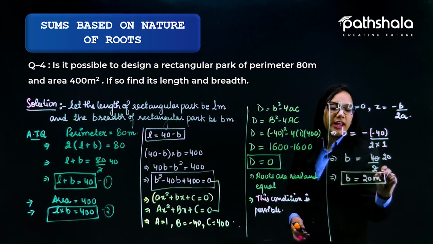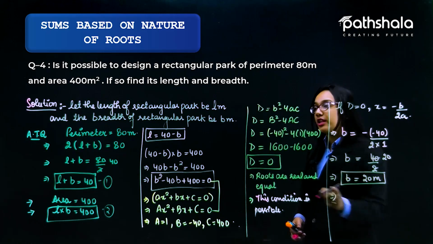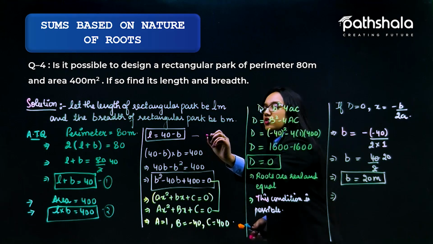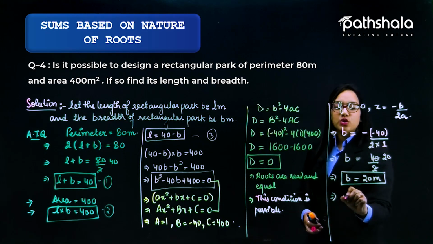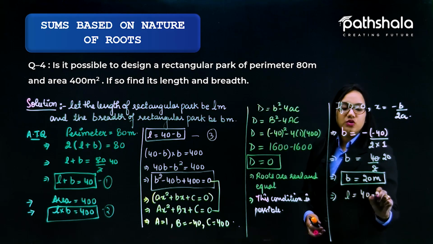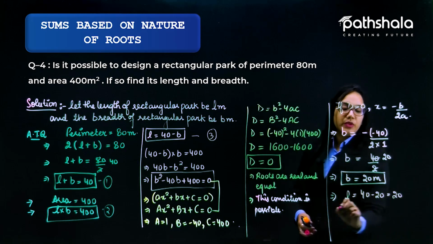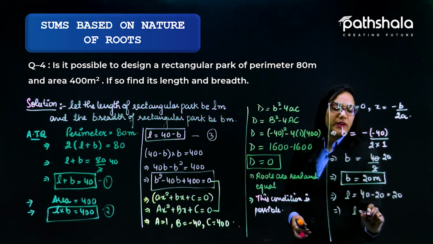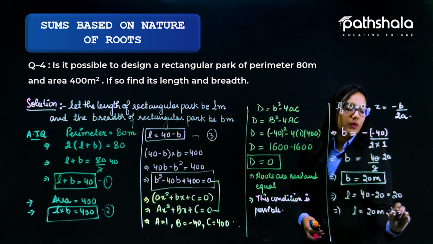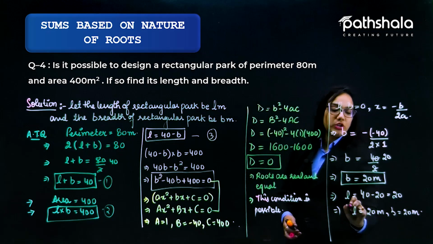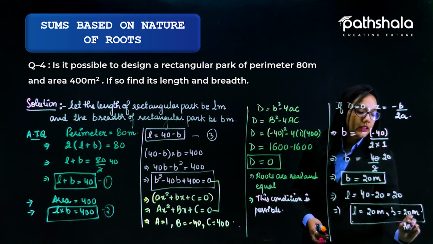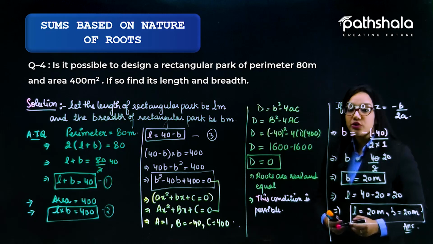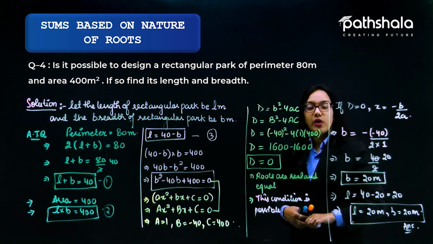So what would be the length? Let's substitute the value of b in the length. So we have this equation, let us suppose I'm calling it 3. Let's substitute this value into 3. So L is equal to 40 minus 20, which is again 20. It implies L is equal to 20 meters and B is equal to 20 meters. So both length and breadth are equal to each other, and hence this is the answer or the solution set for such a type of question.